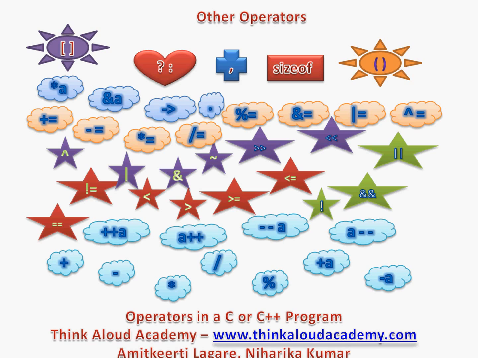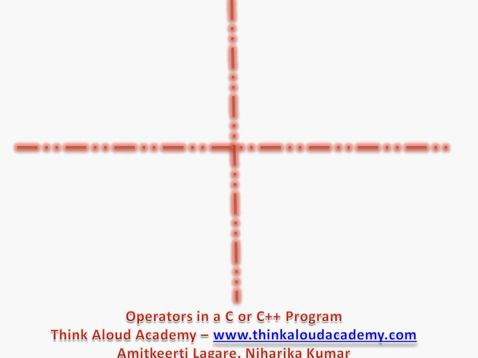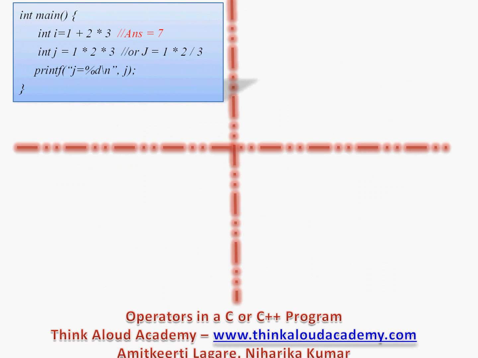So how are these operators generally used in a C program? We will see in the next few examples and try to evaluate how they operate in conjunction with each other. So let's take this first example. In this, I have int I = 1 + 2 * 3. So I know the answer is 7. So I would actually do star first, then plus.